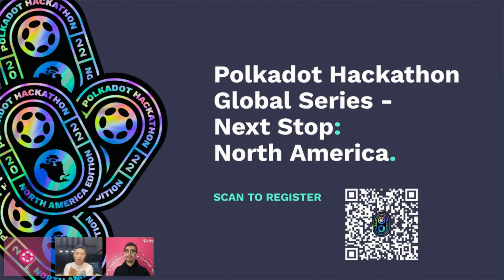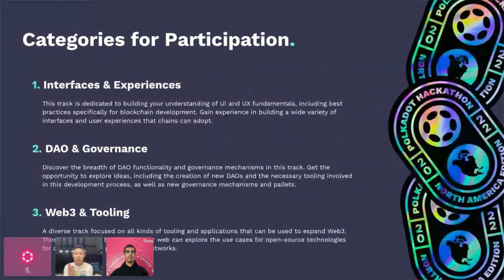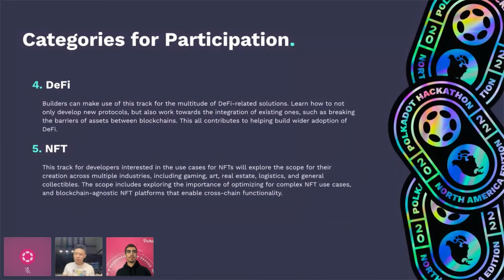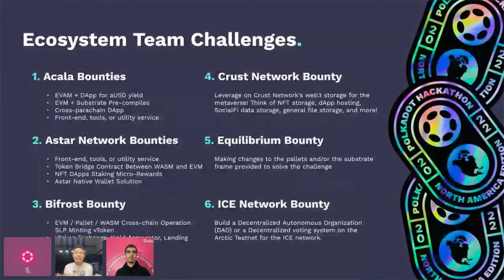Quickly bring through the categories for participation. Essentially, we do have 5 main categories which you can submit your projects for. None of them are sequential, but the 5 categories are interfaces and experiences, DAO and governance, Web3 and tooling, DeFi and NFTs. These are the 5 main buckets that you can select for submissions of the projects. And in this edition, we have also included quite a number of ecosystem teams who have contributed challenges, which you can integrate into the main category that you are building for your submission as well.